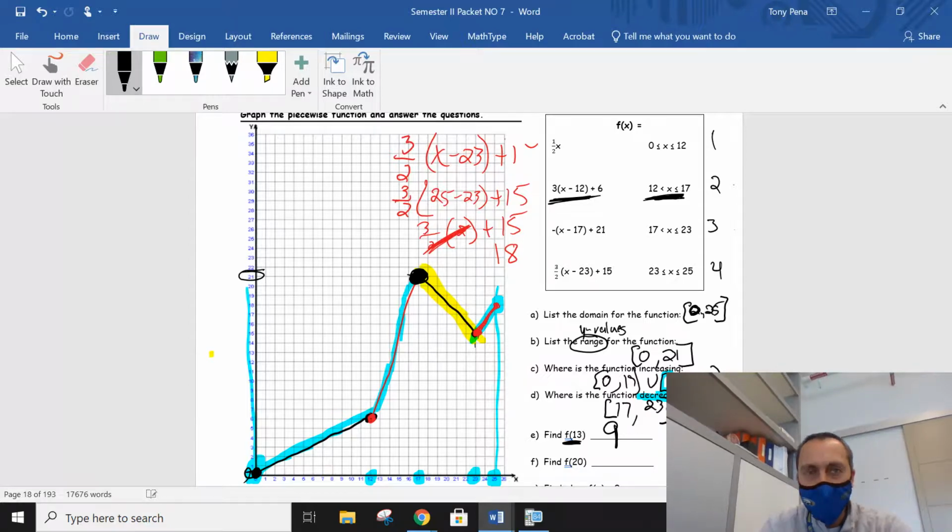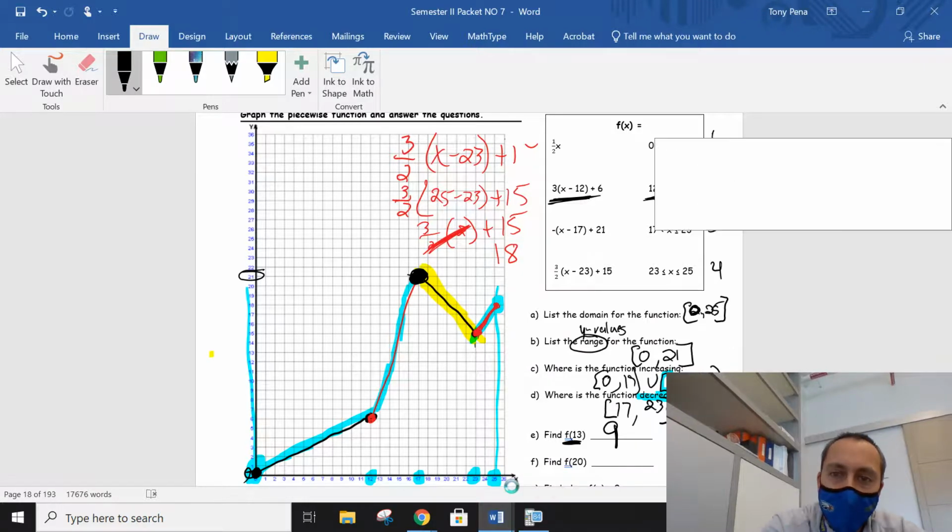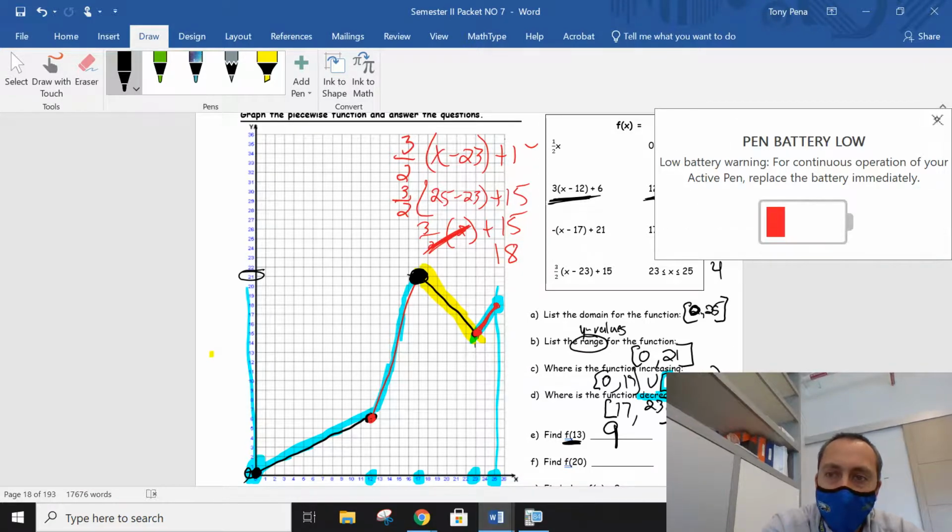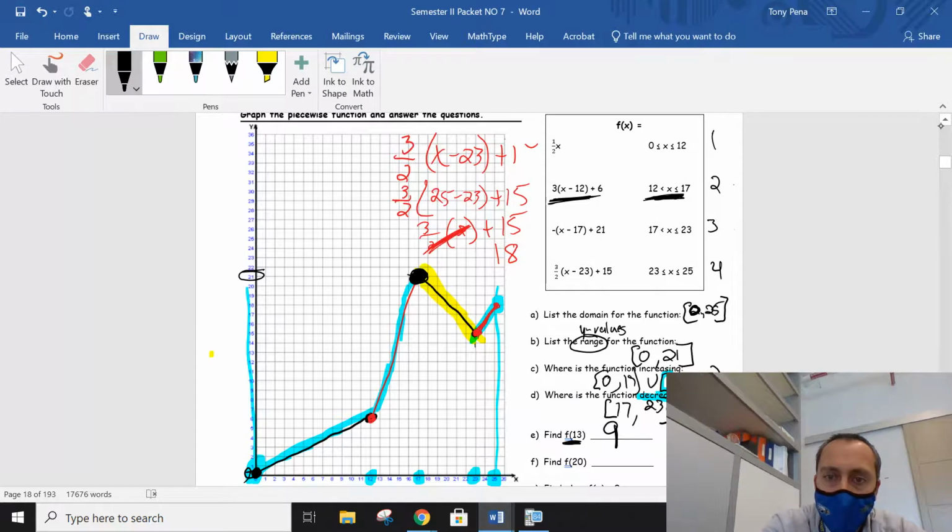All right. F, find f of 20. So again, if we look at subfunction 1, 2, 3, and 4, find where the x value of 20 fits. So 20 fits right in here. So you're now taking 20 and plugging it in for this x right there. And then we want to evaluate that.